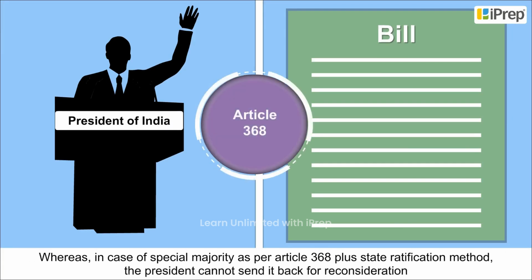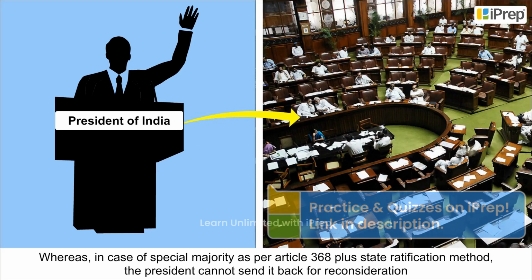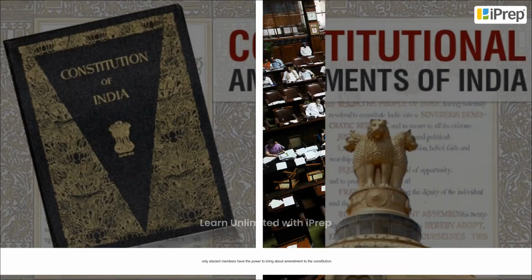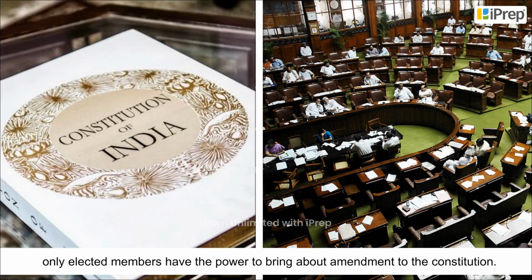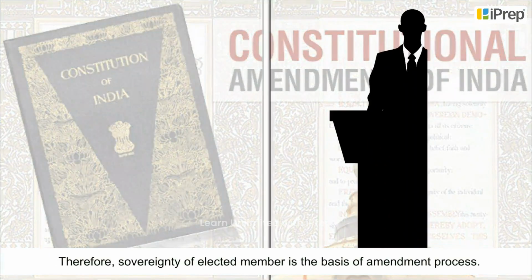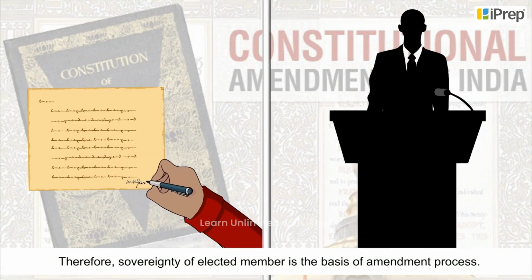Whereas, in case of special majority as per Article 368 plus state ratification method, the President cannot send it back for reconsideration, and only elected members have the power to bring about amendment to the Constitution. Therefore, sovereignty of elected member is the basis of amendment process.